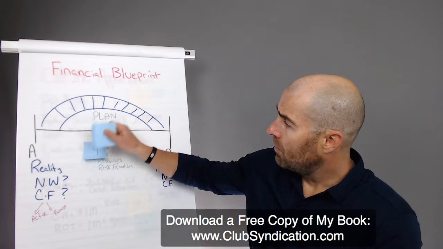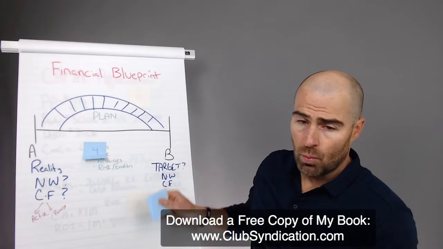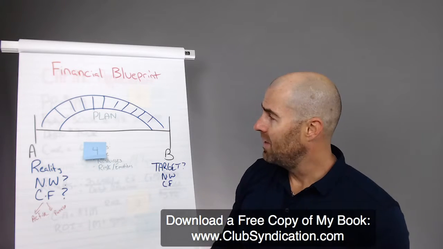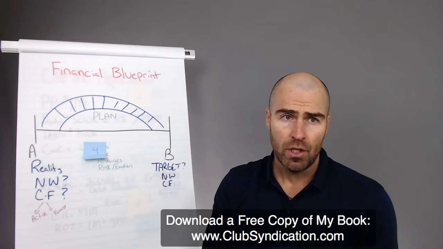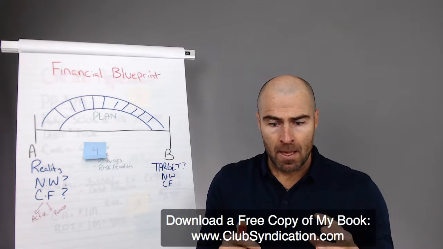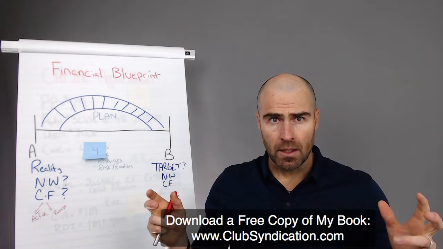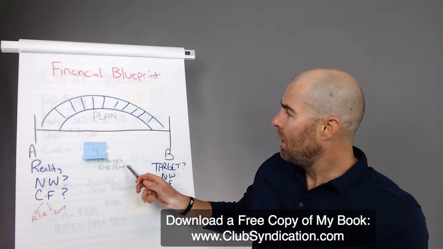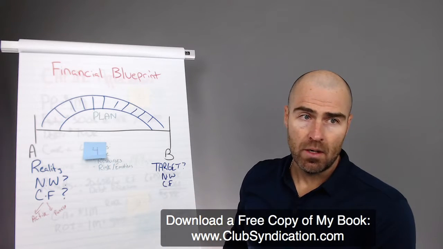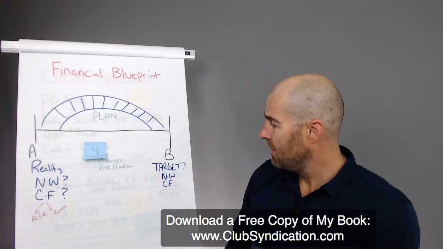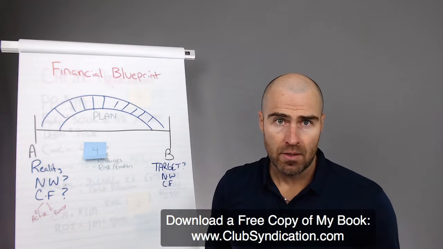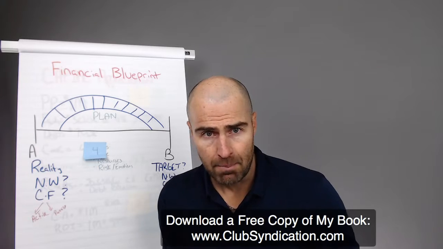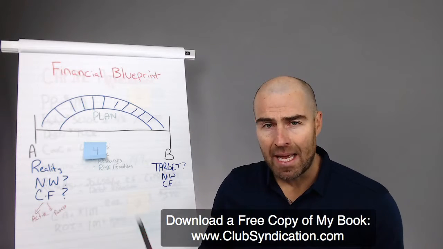Step three, going from point A to point B, which is where you want to get to, is really this plan. I drew a bridge here because the bridge is about getting extremely clear on how you're going to get there. It's one thing to say that I want a net worth of $10 million or $20 million, or whatever that number happens to be, and I want to generate $300,000 a year in passive cash flow. But how does that all happen?